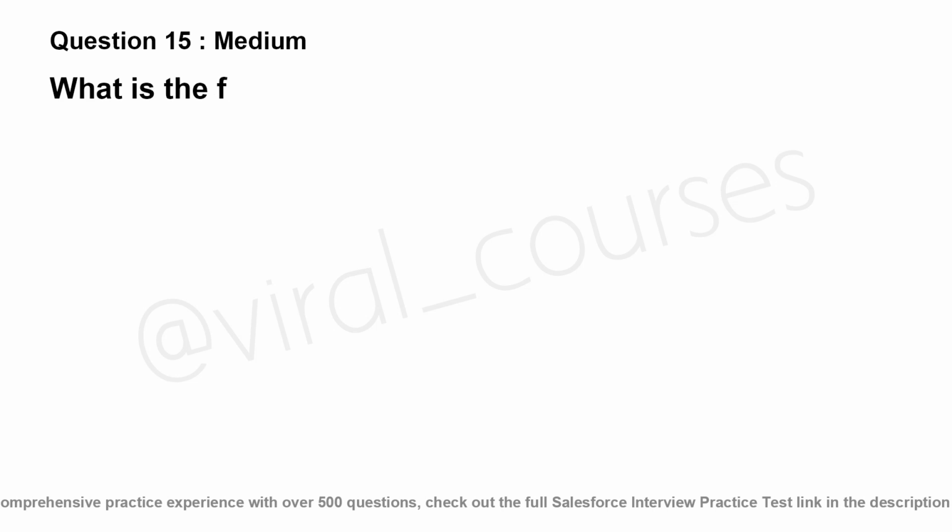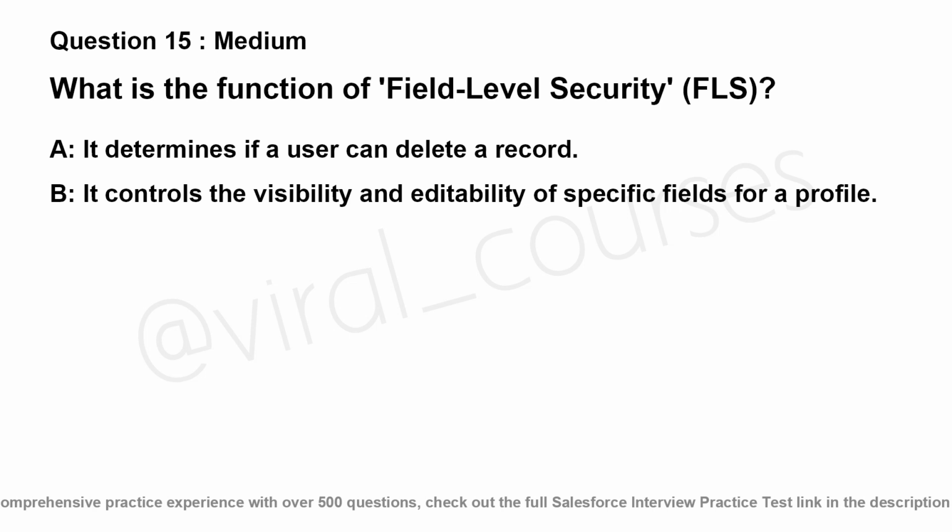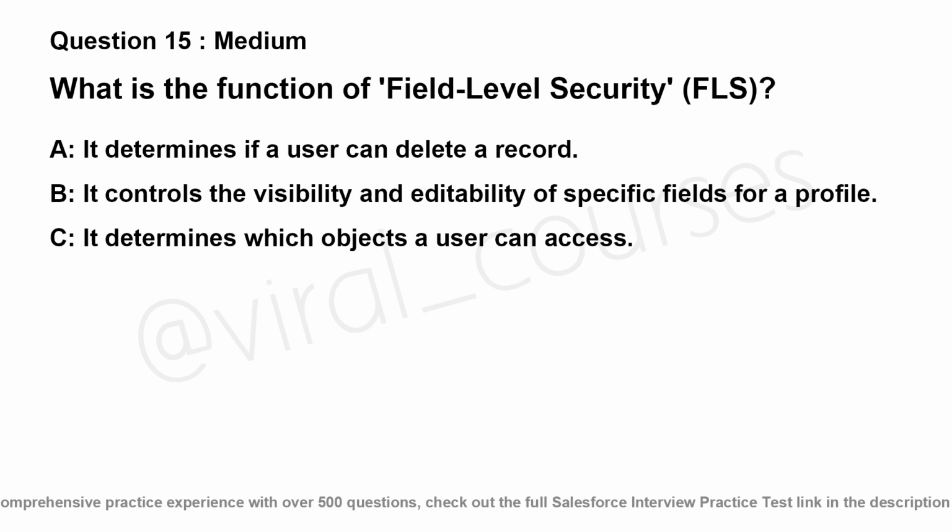What is the function of field level security (FLS)? Option A. It determines if a user can delete a record. Option B. It controls the visibility and editability of specific fields for a profile. Option C. It determines which objects a user can access. Option D. It encrypts the data stored in the field.